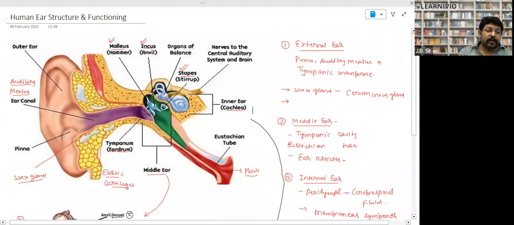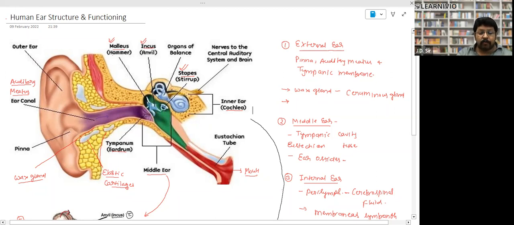Then the tympanic membrane. There is a membrane-like structure. All the waves go inside and collide with this membrane. This membrane is called the tympanum, and normally we call it the eardrum, right? The tympanum or eardrum vibrates. The sound waves collide over here and it vibrates. The signal coming in the form of sound is converted into the form of vibration, right?